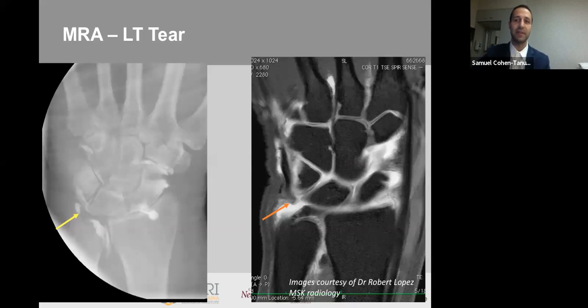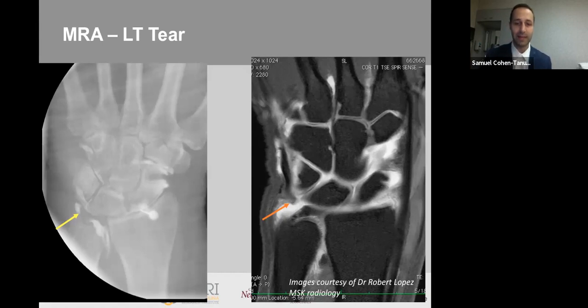On the left is the same picture from earlier with the arthrogram, and this is basically an X-ray to confirm that the arthrogram is working, but you can already see some dye leaking from the radiocarpal joint through the LT joint into the carpal row, and that would pretty much be diagnostic for an LT tear.